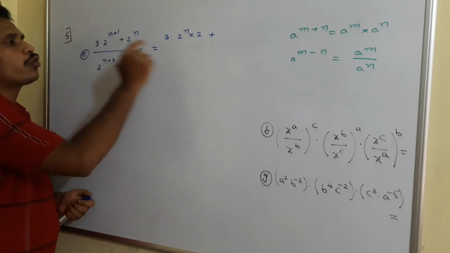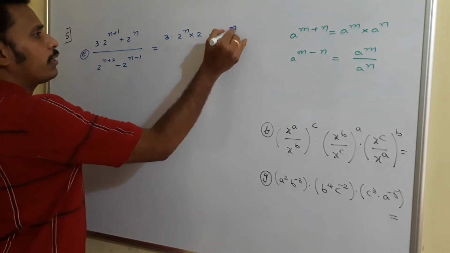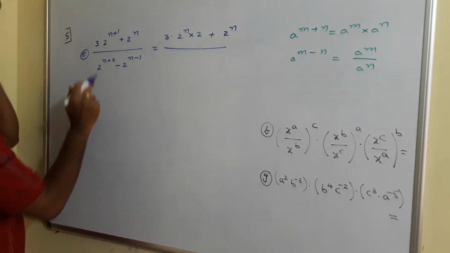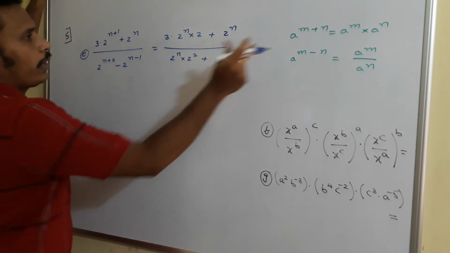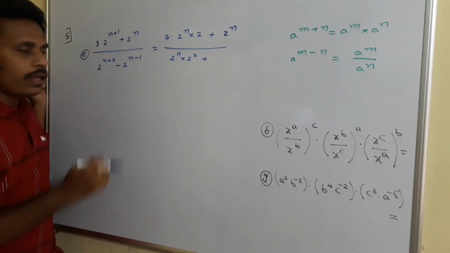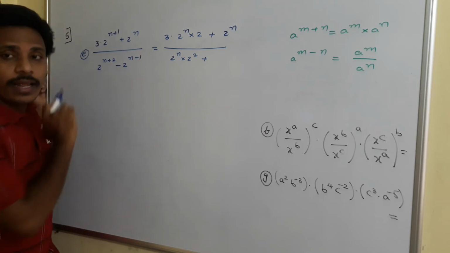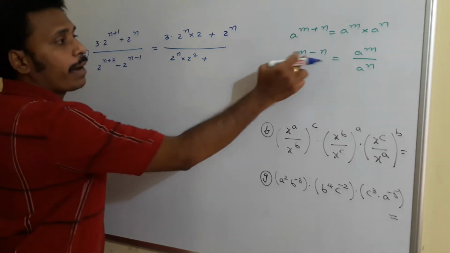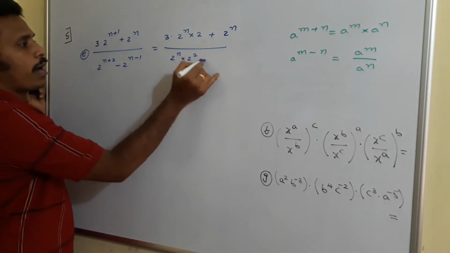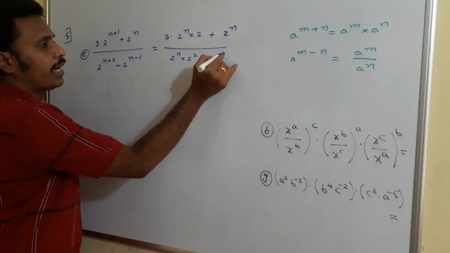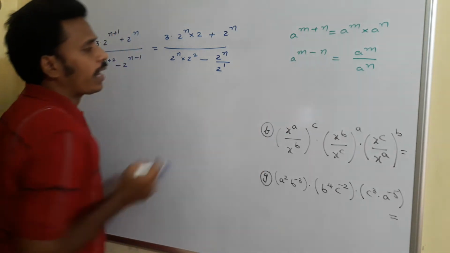2 power n plus 1 is of this format. So 2 power n into 2 plus, I will write 2 power n here, divided by 2 power n plus 2. Again use the same law. 2 power n into 2 square. Here I have 2 power n plus 2, so 2 power n into 2 square. And the next thing is 2 power n minus 1. It is just like a power m minus n, which is a power m by a power n. So I will write it like this. Here I have a minus sign, so minus this 2 power n minus 1 can be written as 2 power n divided by 2 power 1, with n and 1 as m and n.